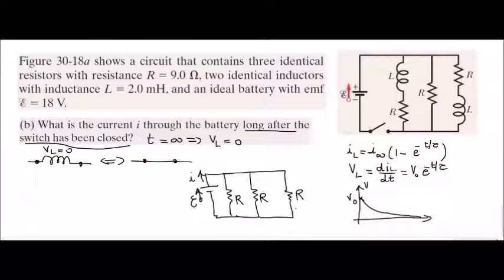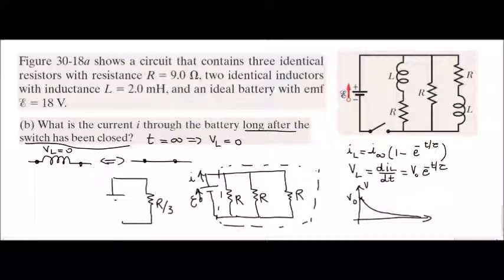It's a simple circuit question. So the equivalent resistor here, what is it? That's R over 3. You can figure it out yourself. So it's like we have R over 3 here and the EMF here. So what is the current now? The current on the battery is E over R over 3. So that's 3 times E over R. So that gives you 6 ampere.